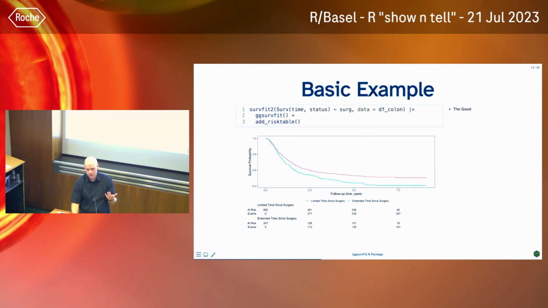What's so good about this example? It's simple code. The figure is nearly publishable. We have the risk table now. We have the number at risk. The events are easily added. The x-axis gives a label for time.